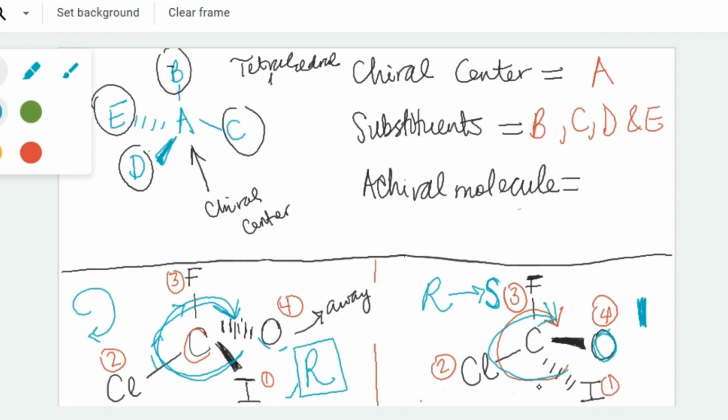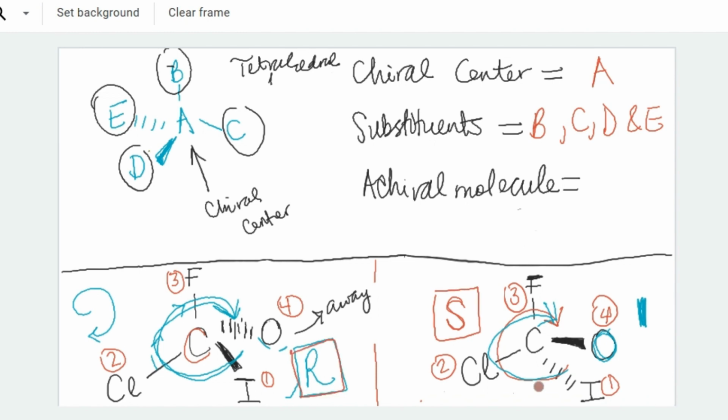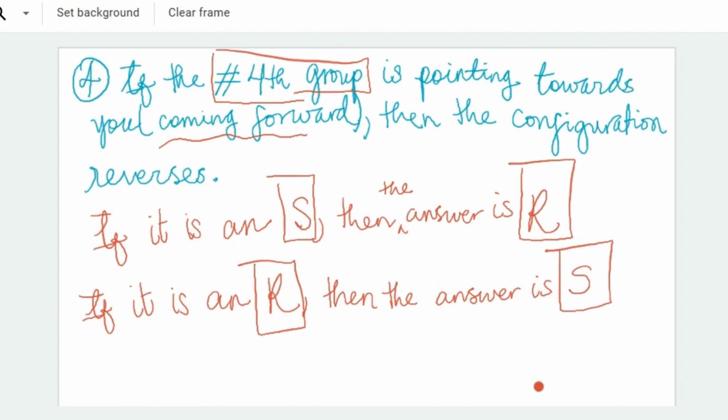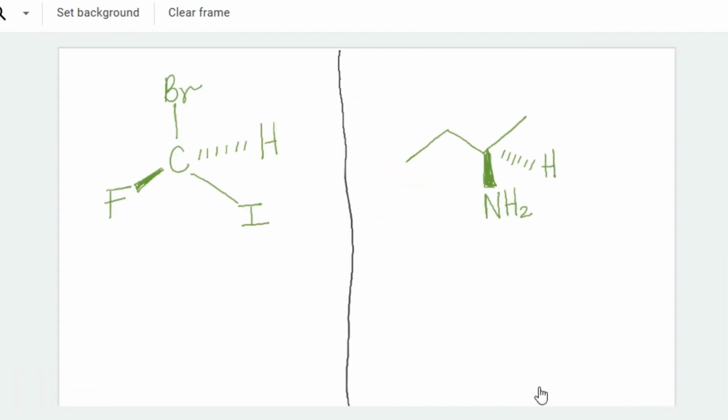So let's just rewrite it here. The configuration for this one reverses from R to S. So the configuration of this one is just S. And then the configuration on the one on the left is R. So that's basically what it entails. If we had an S situation, we go to R. If we had an R situation, we go to S. That's how you do it. So now I've explained to you how that works.